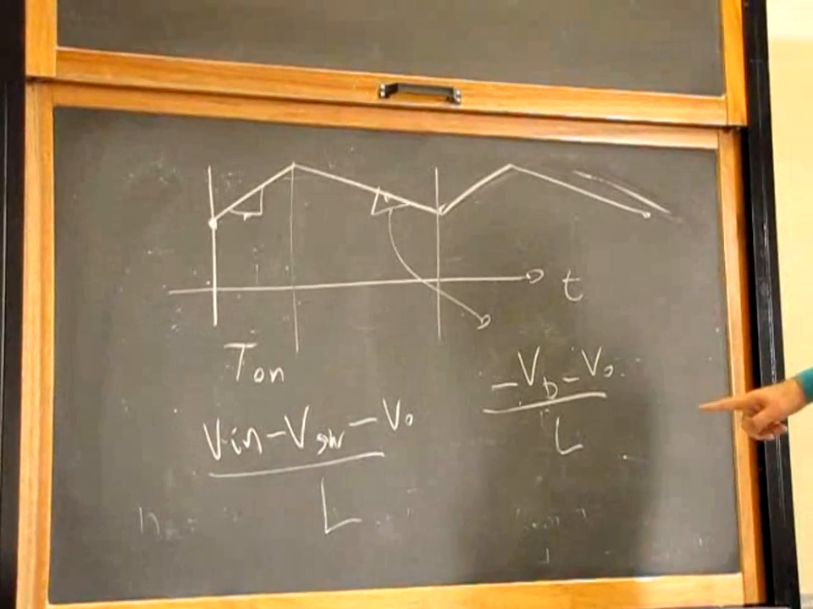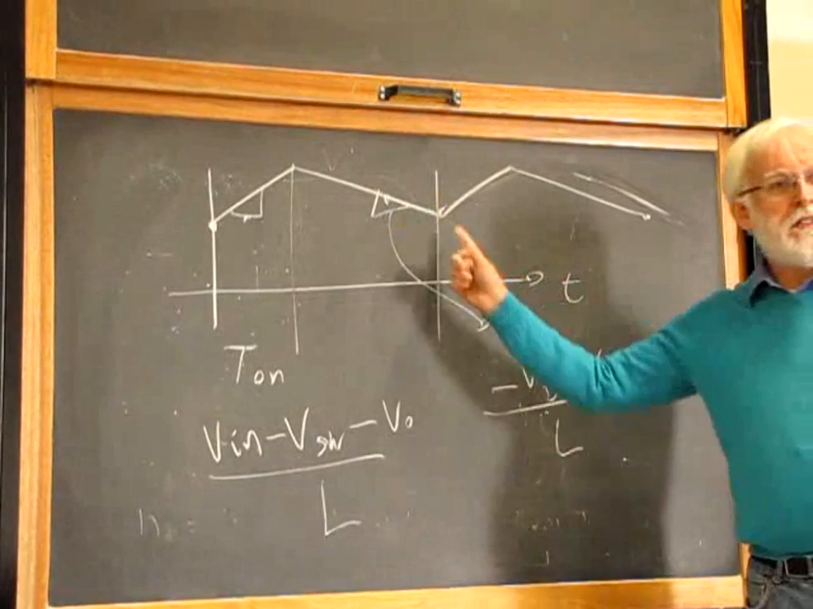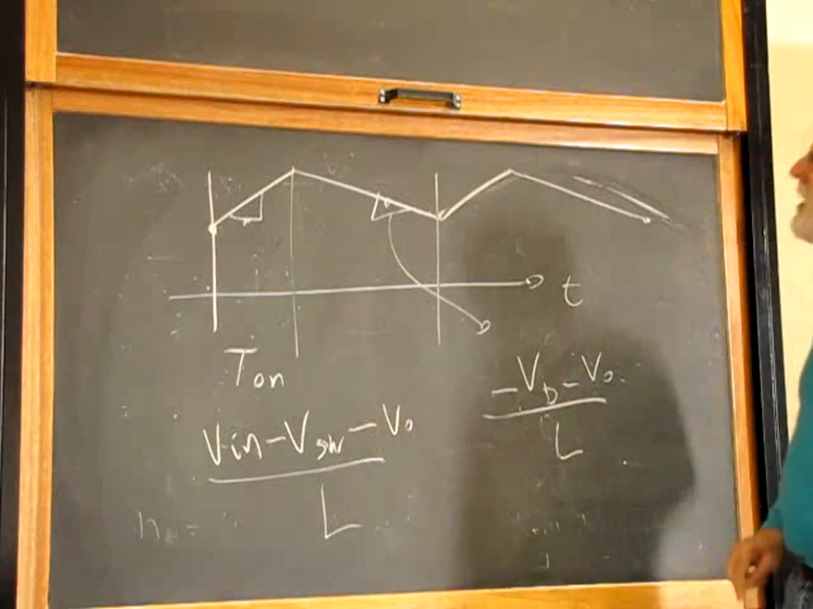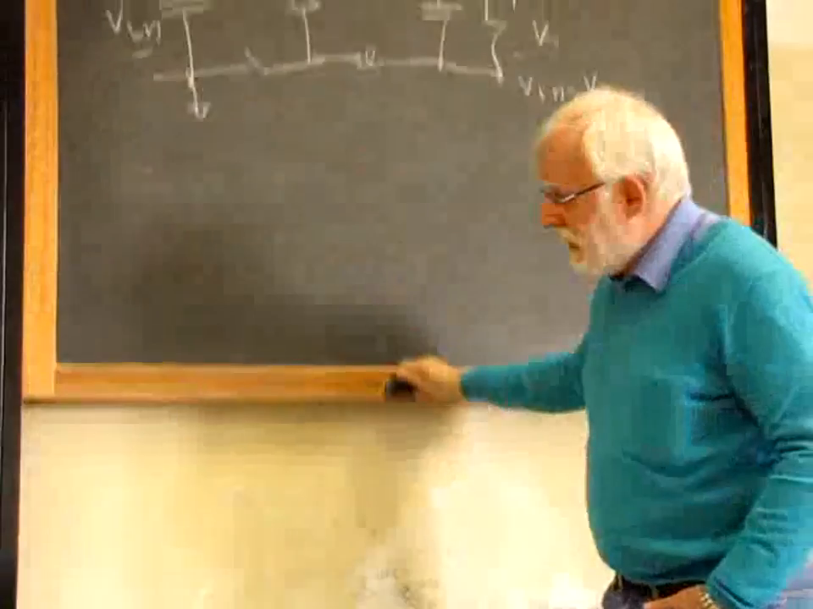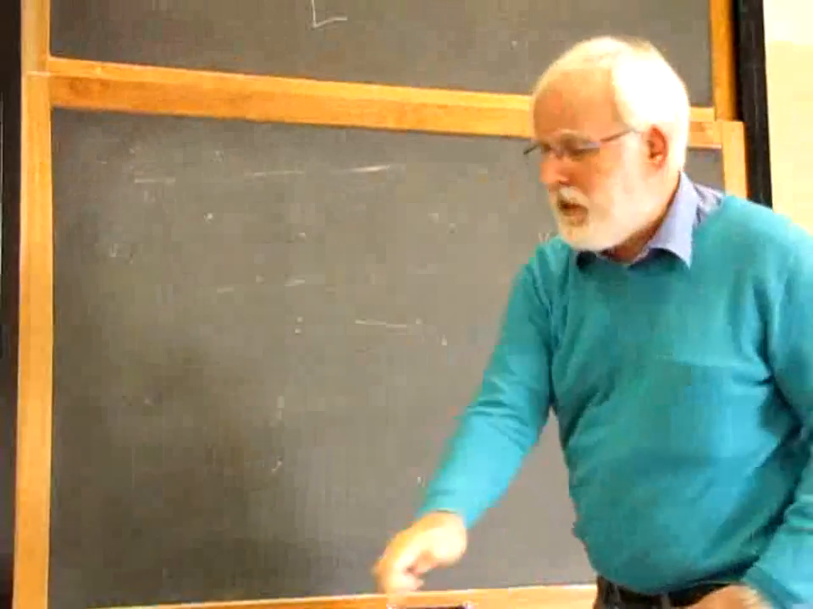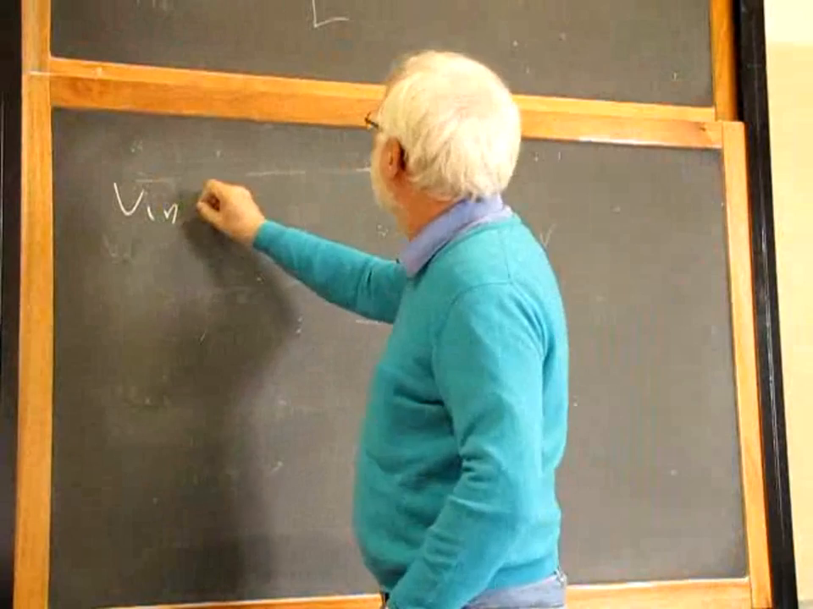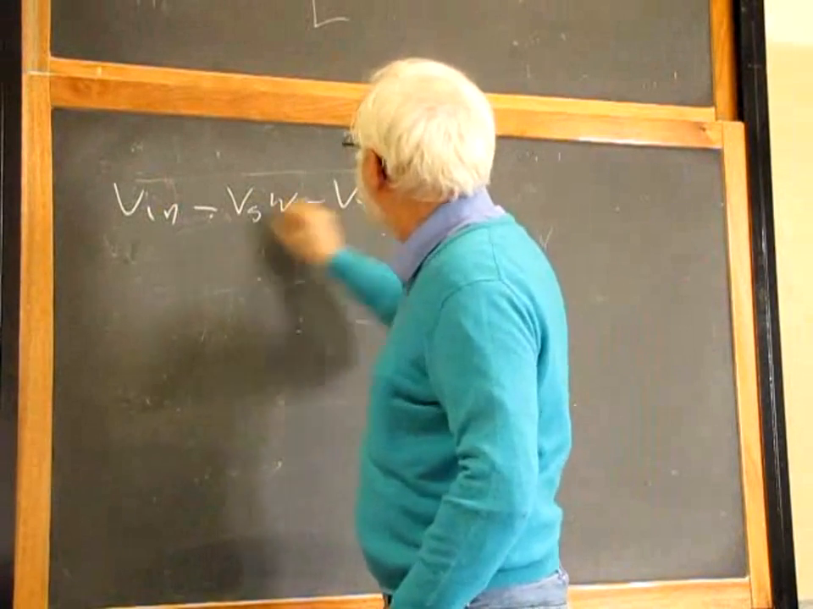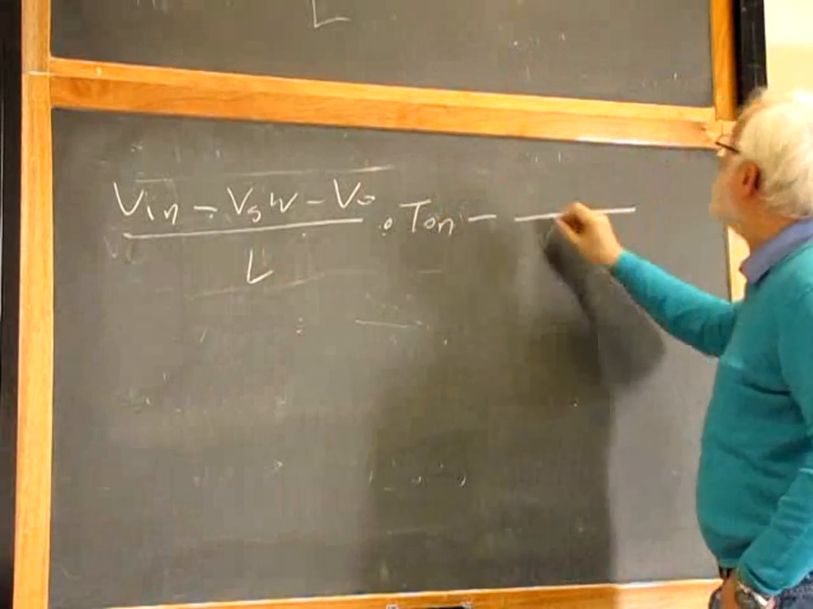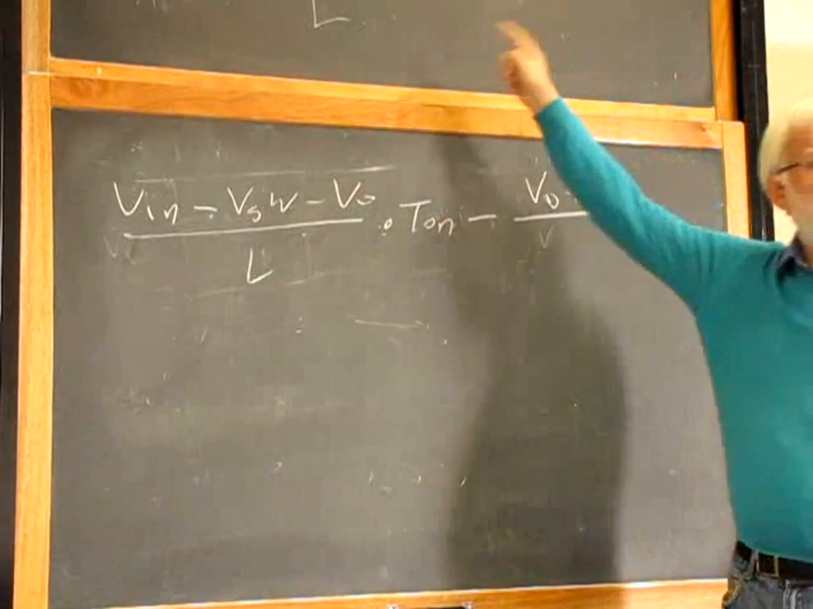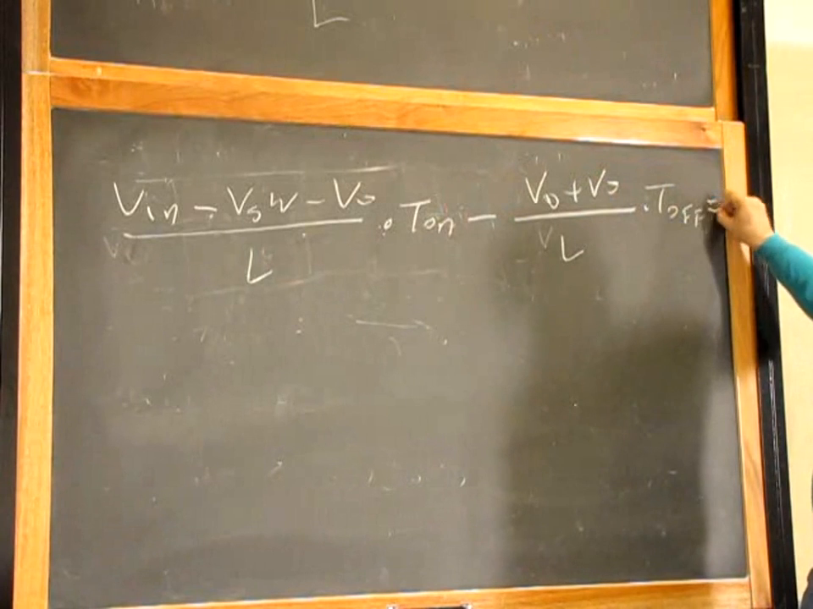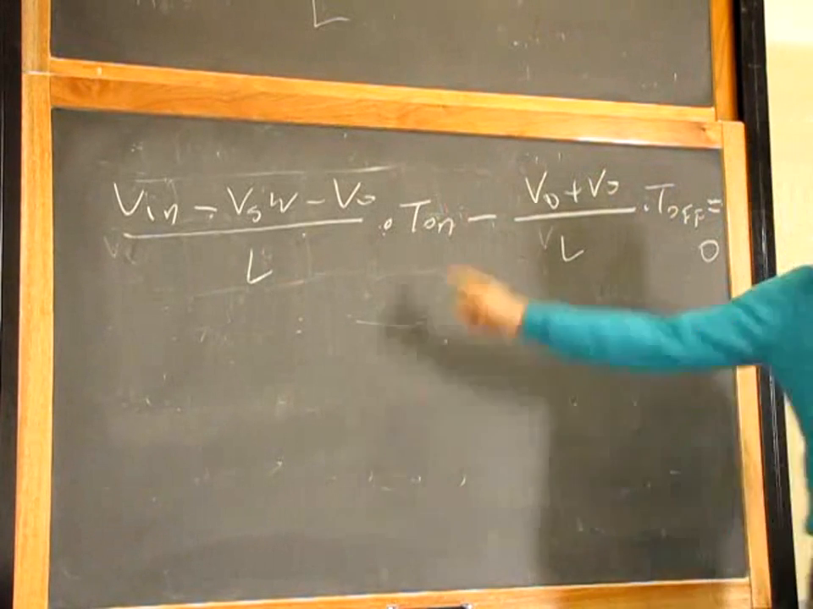Okay, there are the equations. Can we find out how much the output voltage is as a function of the input voltage, the duty cycle and the switch? Sure. The equations are still exactly the same as we wrote last time, just a little bit longer because there are more terms. So we can write something like (V in minus V switch minus V0) over L times T on, plus, meaning minus Vd minus V0, just put the two negative signs together, over L times T off, is equal to zero. Can you solve this equation?